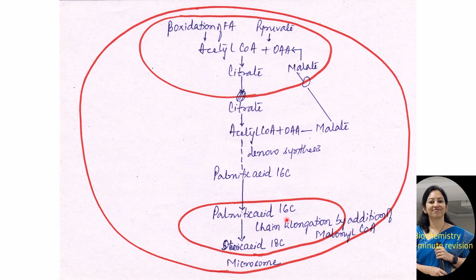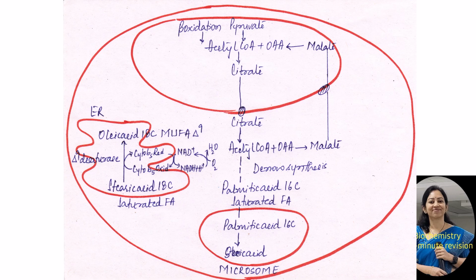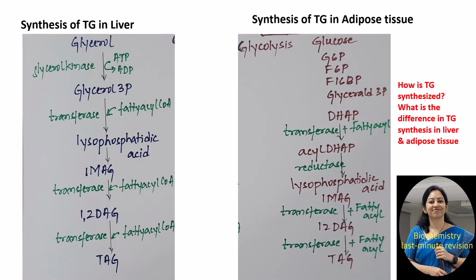So palmitic acid, 16 carbon unit, gets converted to stearic acid. Because of the deficiency of the enzyme glycerol kinase, this glycerol kinase enzyme is deficient in adipose tissue. That's the reason the TG synthesis in adipose tissue starts from dihydroxyacetone phosphate, which comes from glycolysis.